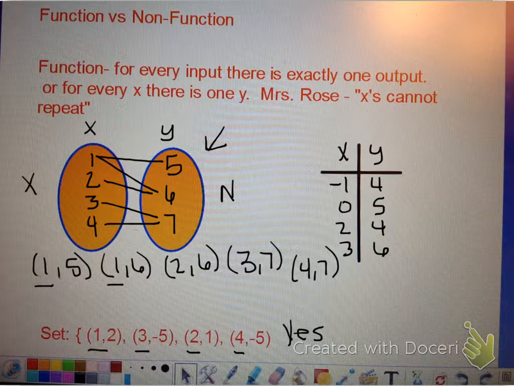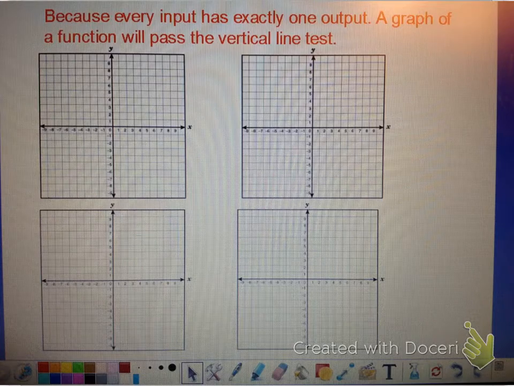Now, you'll notice that the 4's repeat there. And if you'll notice in the first example here, the mapping, that the 6's repeat and the 7's repeat. That's okay. And you'll see why in just a second when we talk about the graphing part of it. But that is okay to have the y's repeating. It's just your x can't repeat. Okay? All right. So now let's take a look at what it would look like in a graph.